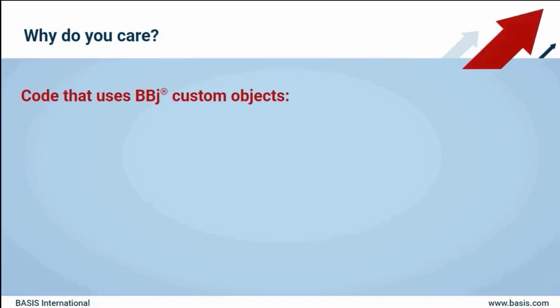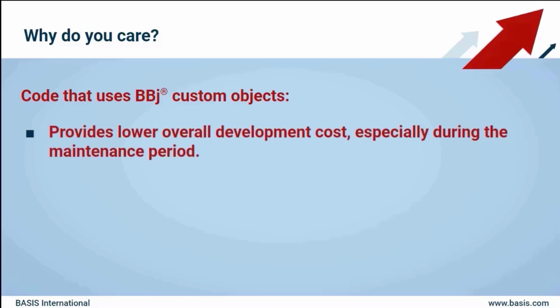Why do you care? Well, because you'll find that BBj code that uses BBj Custom Objects provides lower overall development costs, especially during the maintenance period. It can actually take a little more time to develop classes when you're not familiar with them and just getting started, but in the long run it won't. But also, in any case, it's the maintenance period and the ongoing work that is made so much easier by simplifying and focusing your code.